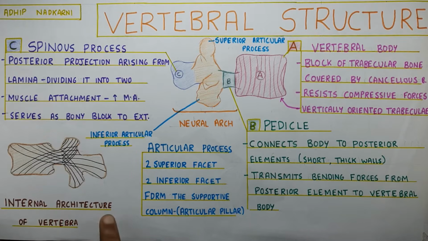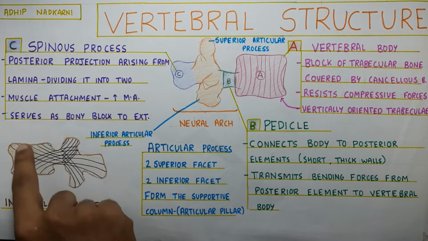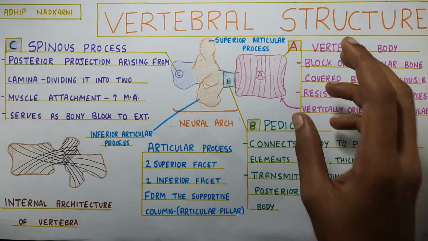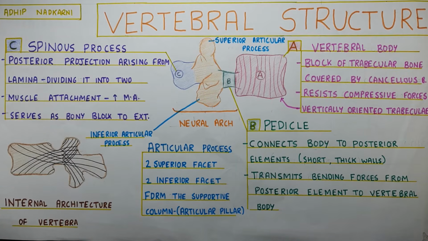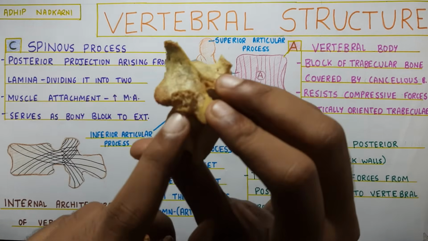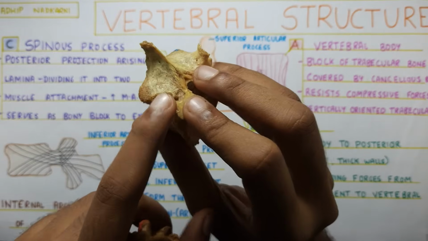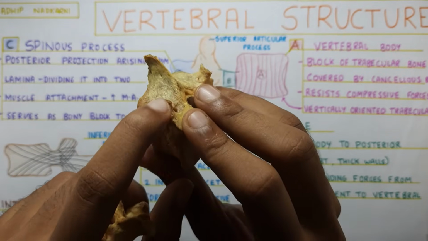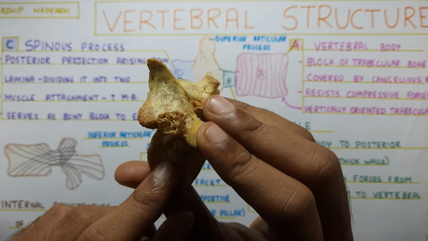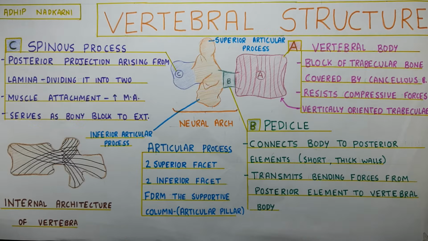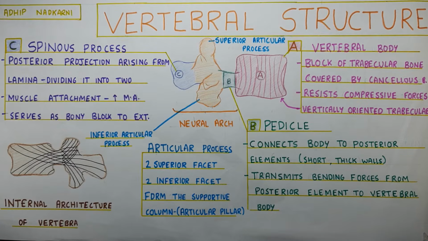And then the internal architecture, how force distribution occurs in the vertebra through the trabecular bone. If you can see here nicely how the trabecular bones are, they are basically hollow from inside, and the force transmission happens really well in them. So with that we finish off vertebral structure and function.